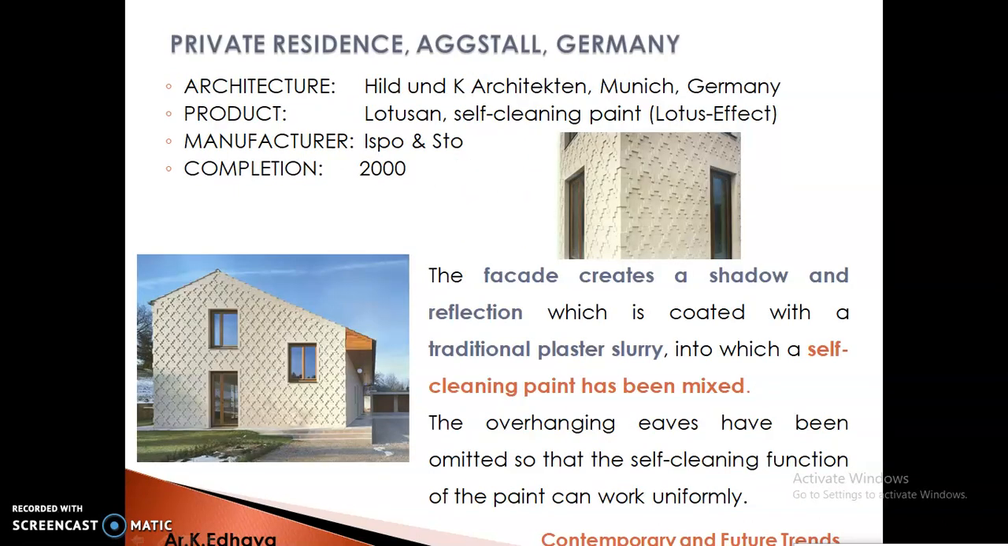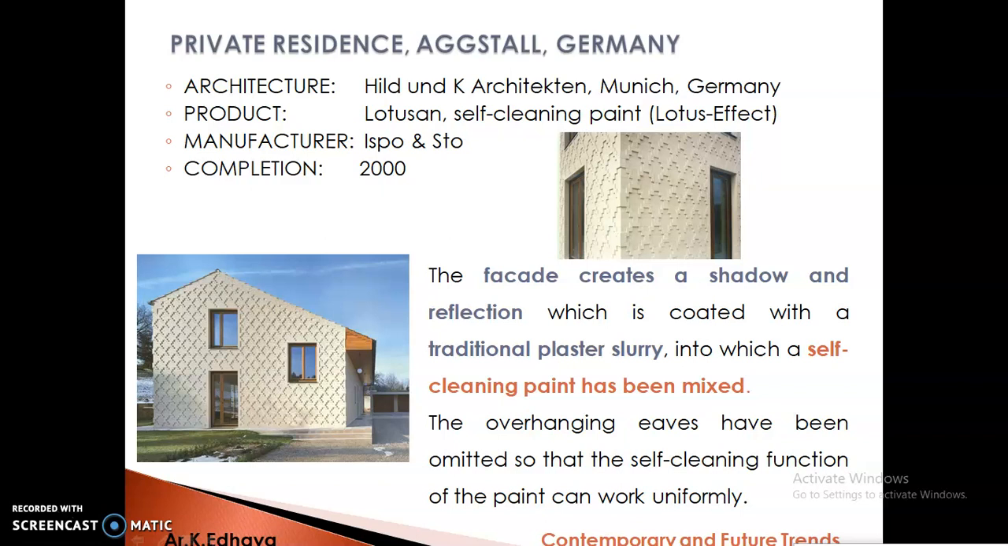And the third is the private residence in Germany. The difference here is that they have tried a different texture on the surface. Here they have a facade which creates a shadow and reflection effect, which is made using a traditional plaster slurry technology. The self-cleaning paint is mixed along with the slurry and coated over.